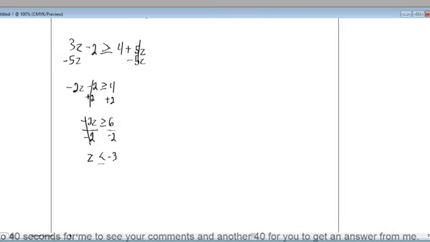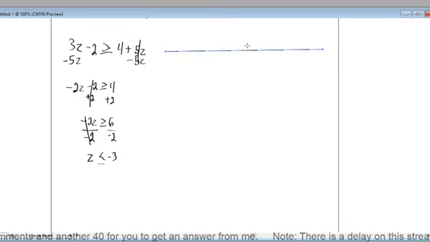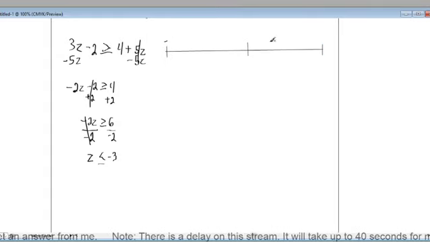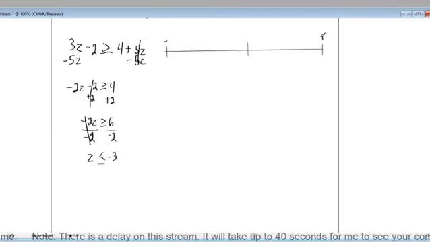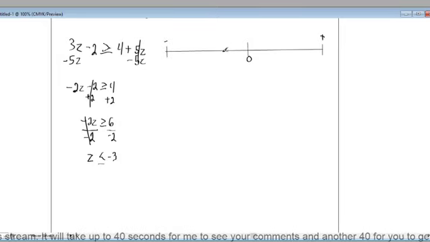Now, having that answer is good, but it's also useful to know what this answer looks like. And so for that, we graph it. So 0 in the middle, negatives on this side, positives on this side. So we need to put a point on negative 3. I'm going to say negative 3 is about here.